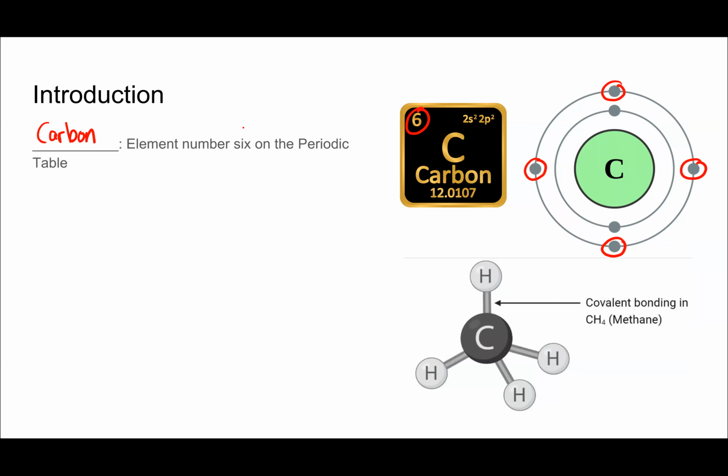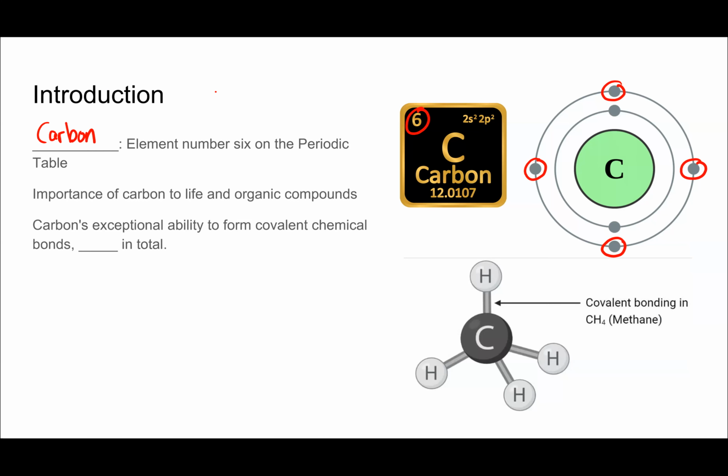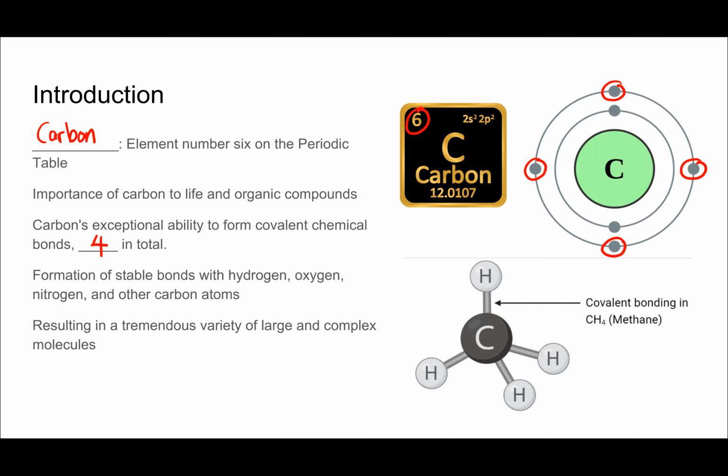What it means is that carbon is really good at forming bonds with other elements, 4 of them in total. It's really good at forming bonds with hydrogen, oxygen, nitrogen, and other carbon atoms. As a result, it's very good at forming a lot of large and complex molecules. In this picture, we have methane, and this carbon is forming 4 covalent bonds with 4 hydrogen atoms.